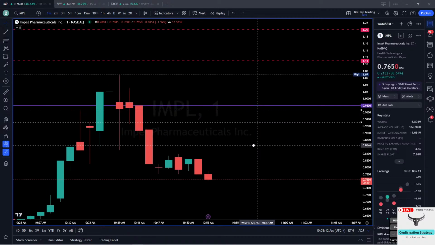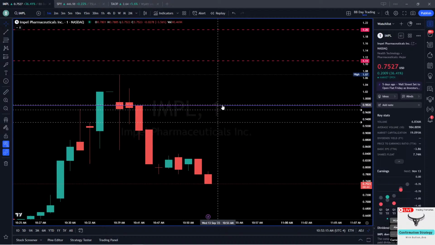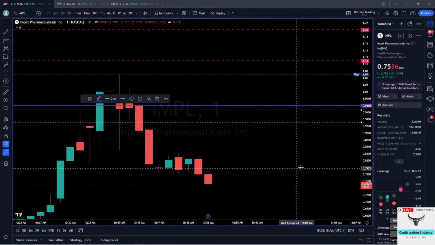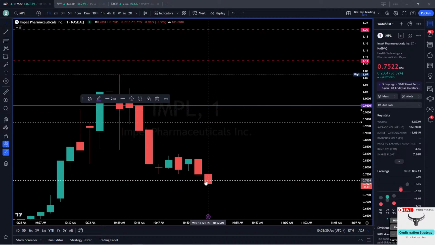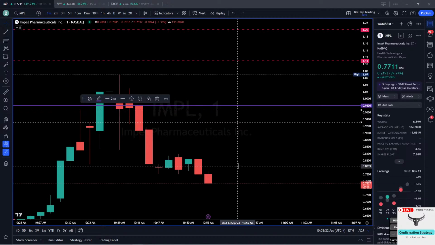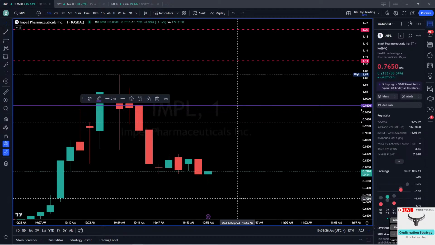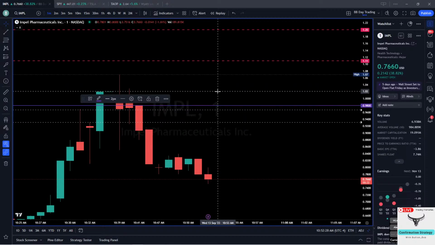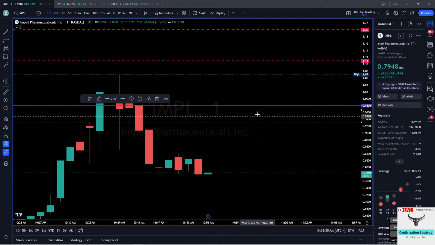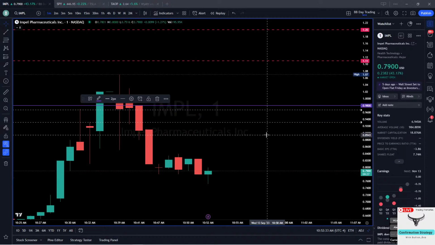So what we're looking for is a clean close over a predetermined resistance. So at this point, that would be this purple line, right? 98 cents. So let's just keep it simple. A candle that closes over this level is bullish. Once it closes over, I can buy. If it doesn't close over, I don't really care about this stock anymore. If it closes over, I can get in. If it closes back below, I get back out. It's really simple, guys.